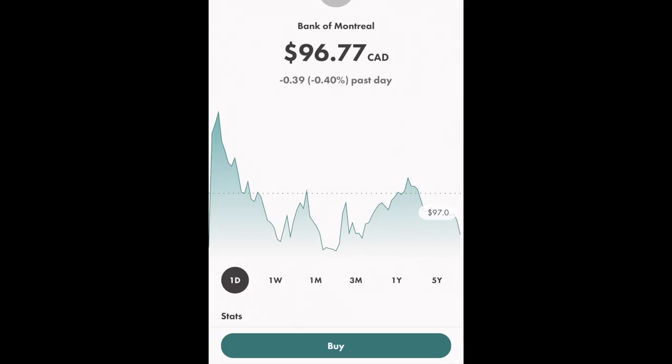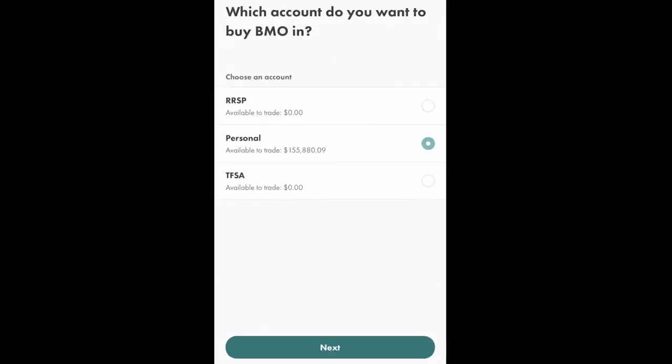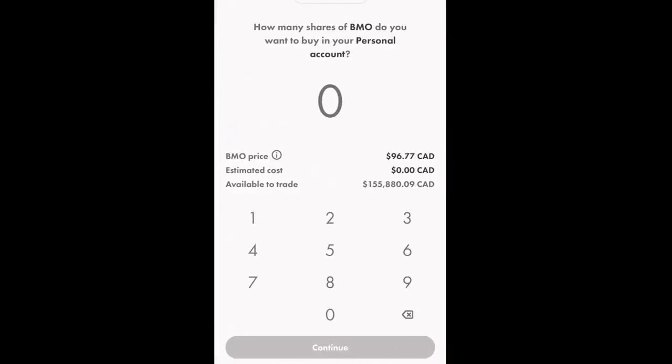So click on buy, and now it's asking me what account I want to buy in, and I only have money in my personal account, so I'm going to use that. And now it's asking me how many shares I want to buy. So maybe I just want to buy one, so I'm going to put one, and then it tells me how much that's going to cost me. So it says $96.77 per one share of BMO.